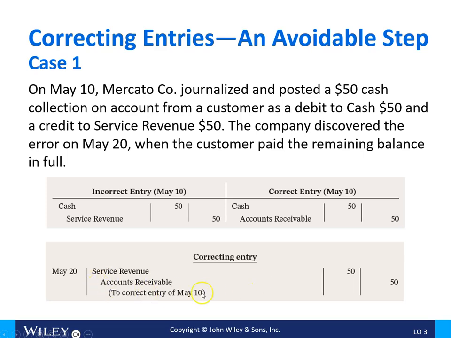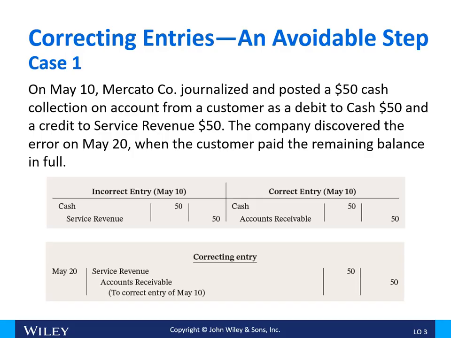And we're going to credit accounts receivable. That's the thing that was missing before. We did not credit accounts receivable, so we do that in the correcting entry. Our description is to correct the entry of May 10th. And now all of our accounts have the correct balance.